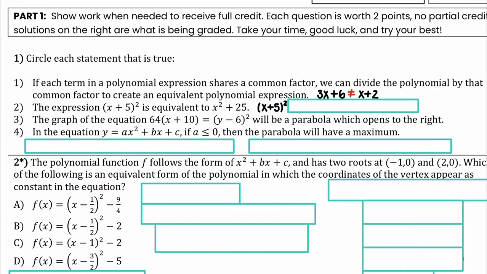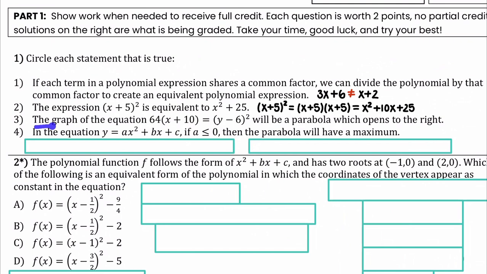So in this case, (x plus 5) squared technically represents (x plus 5) times (x plus 5), which then simplifies to a trinomial, x squared plus 10x plus 25. So again, very common mistake, don't get got on that. Let's look at number 3.